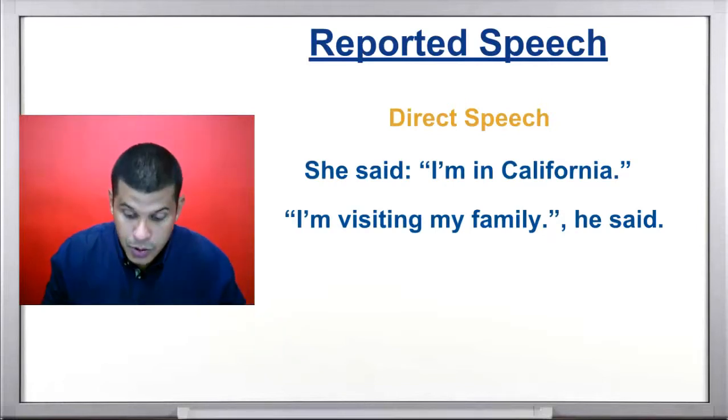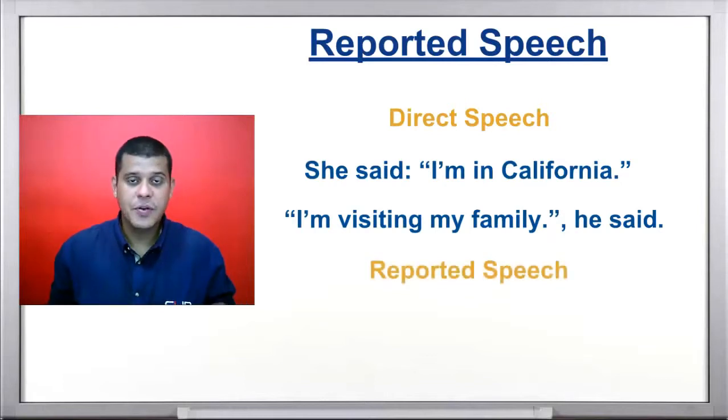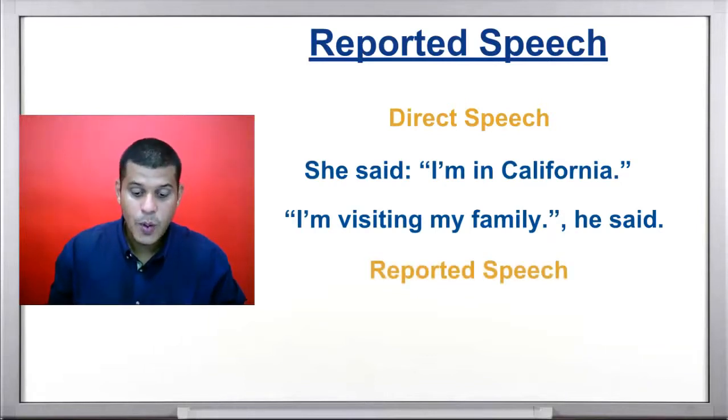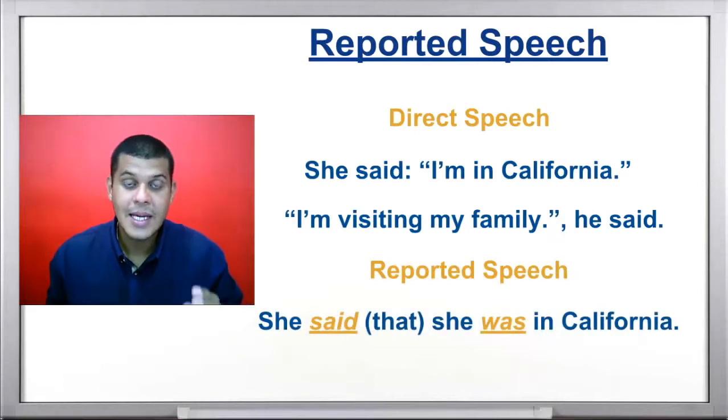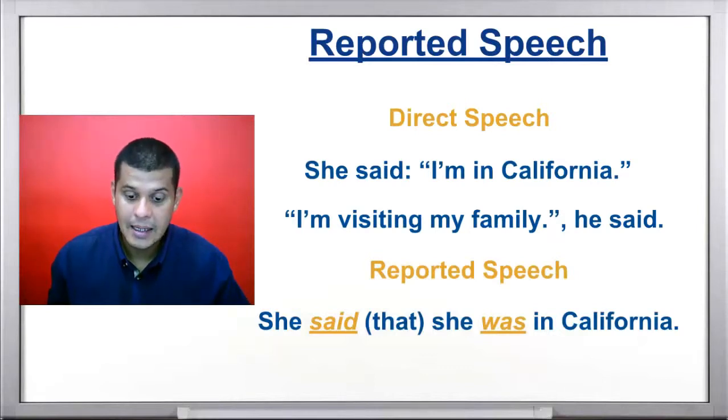But then when I change into reported speech, it's a little different. So let's take a look at how it goes. The first one, she said, "I'm in California." I can change it into, she said that she was in California, or she said she was in California. Notice that the use of the pronoun "that" is optional, okay? It's not necessary. As I said, it's optional. You can choose whether to use it or not, okay?